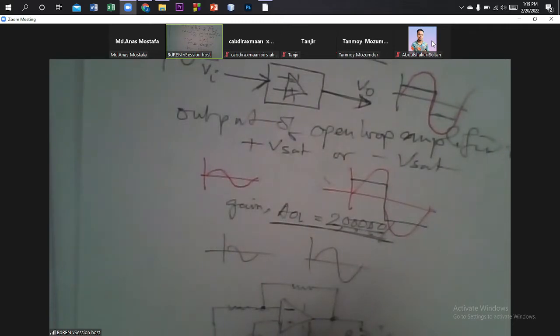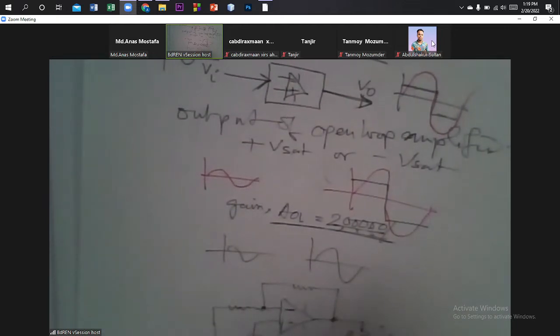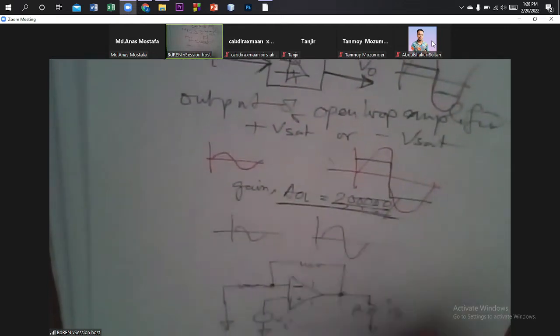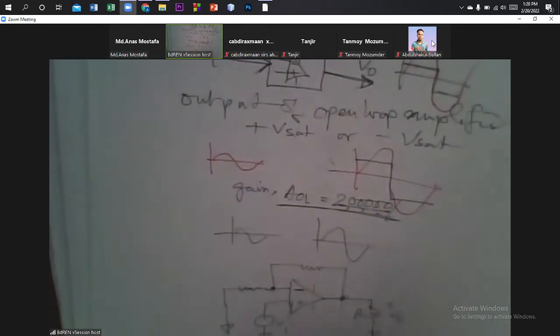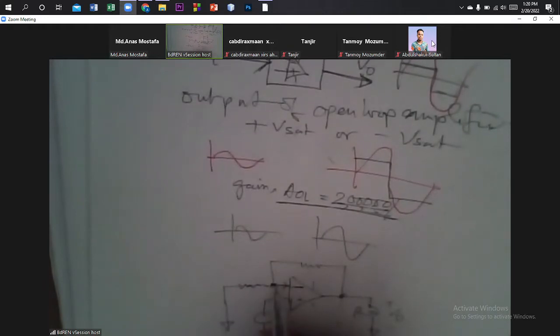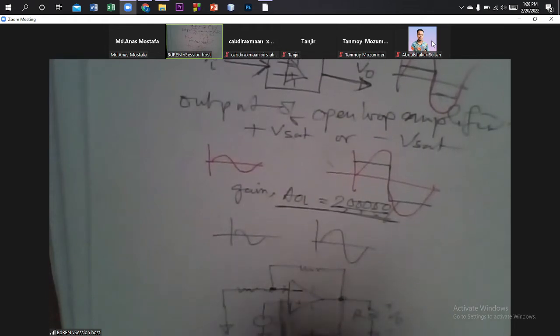Do you understand? Sir, could you explain this once more? Feedback means we take a portion of output from V0. Say 5 volt, we shall have 1 volt from here and feed it here and give it to the negative terminal. That's why it is called negative feedback. Okay? If we connected here, then it will be called positive feedback because we give it to the positive terminal. So mainly we shall focus on negative feedback.